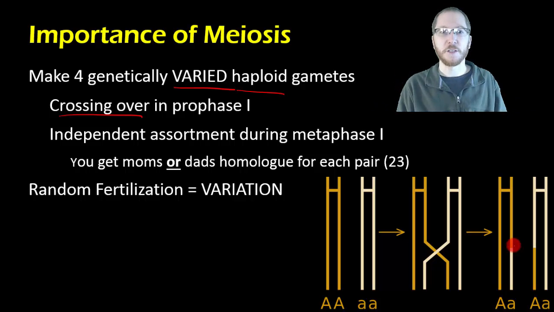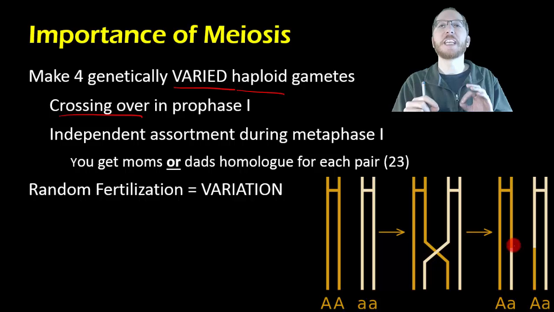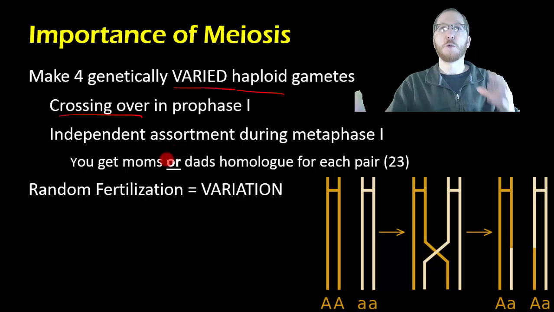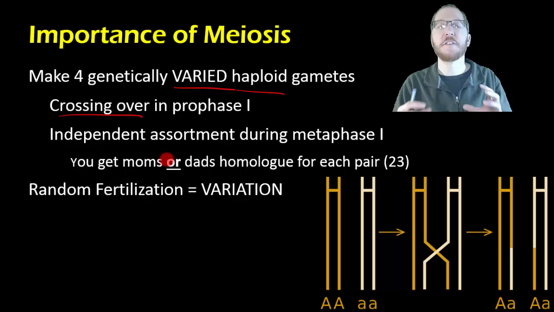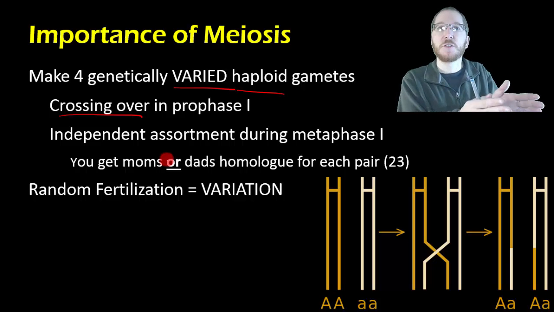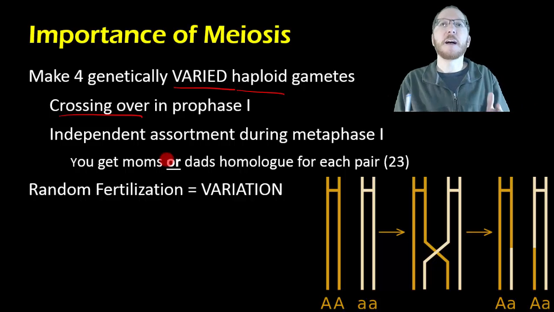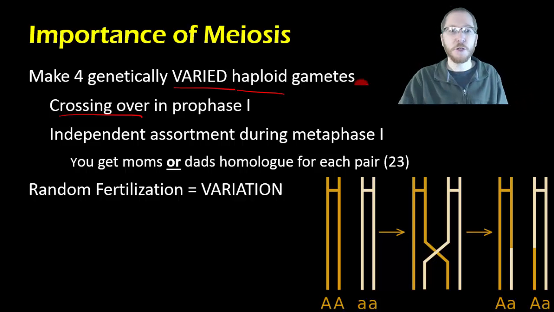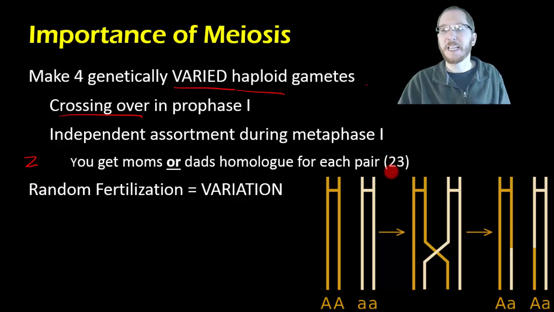That gives us variation. Next, we've got what's called independent assortment. And this is where, when you go through this process of metaphase and anaphase one, where you line up the homologs and you grab one of the homologs, you can either grab mom's or dad's homolog. And because this occurs randomly, there's all kinds of different possibilities of how you can grab them. It's a really high number. You can actually calculate it. If you want to do this, it's going to be how many options do you have. In our case, there's 2, mom's or dad's. And how many times are you doing it? In this case, it's 23.